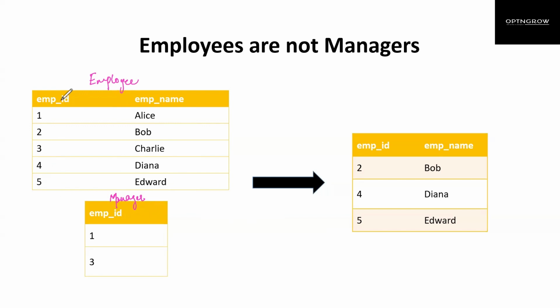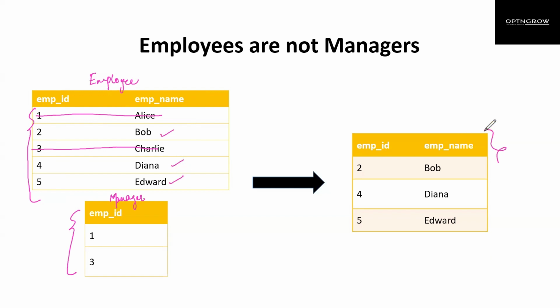What I mean to say is, in the employee table, we have all the information of the employee: employee ID and name. And in the manager table, we have just one column, that is employee ID. Here, 1, that is Alice, is a manager. Also, Charlie is a manager. So employees who aren't managers are Bob, Dinah, and Edward.